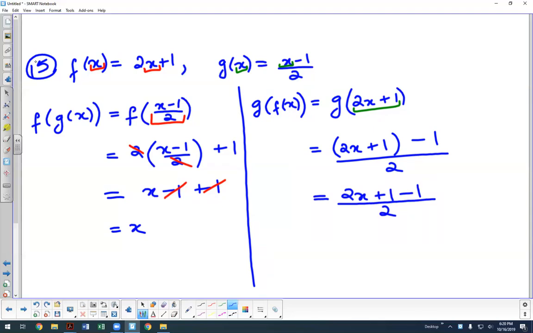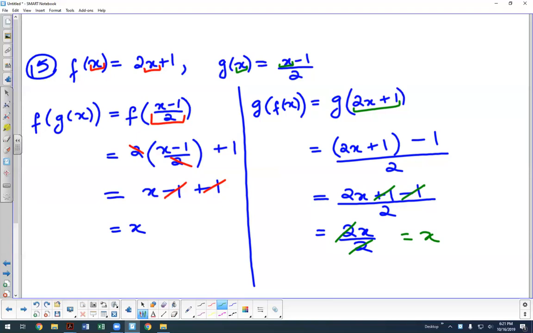So what's the first thing I can cancel out here? The ones, yeah. All right, very good. So plus 1 minus 1 cancels out. You're left behind with 2x over 2. Once you get rid of those ones, we can cancel out our 2's, leaving us behind with x, okay?